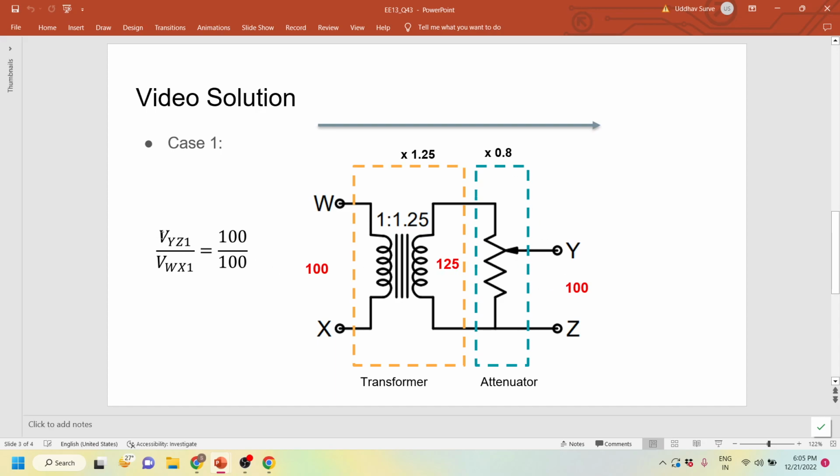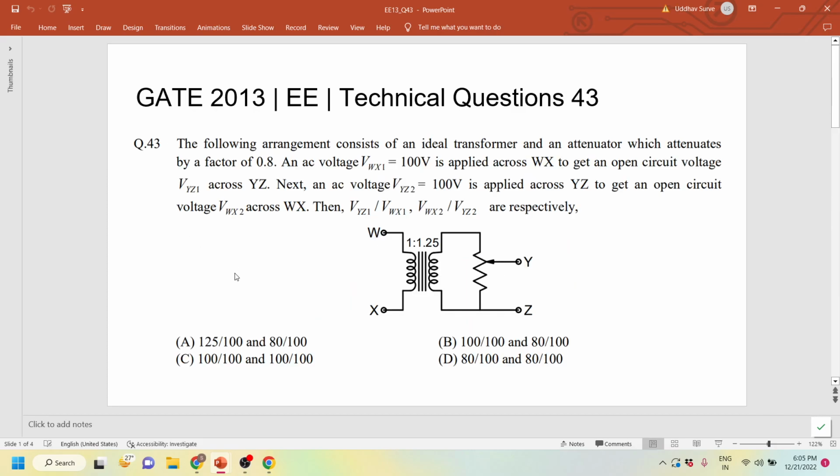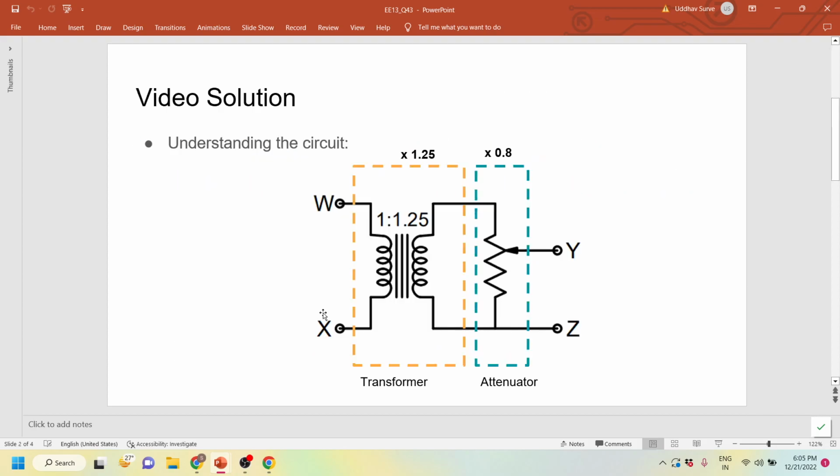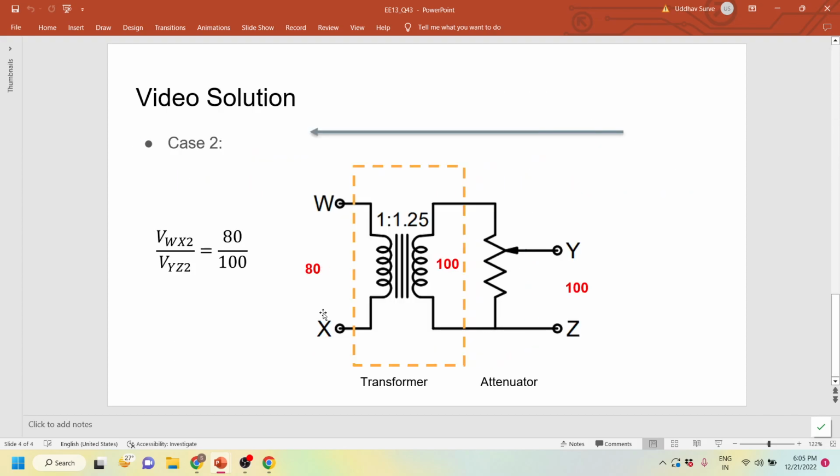So as per the question, VYZ1 and VWX1 will be 100 by 100. So we have solved the first part of the question, VYZ1 upon VWX1 is 100 by 100, which will be either option B or option C. Now let us look at the second part of the question, where 100 volts is given at YZ. What will be WX?